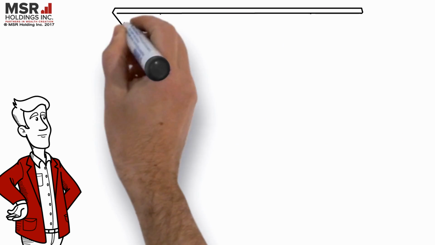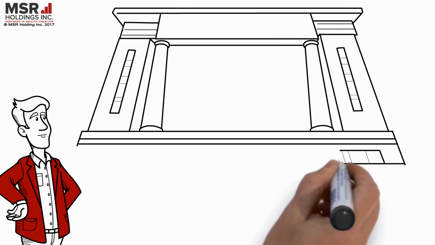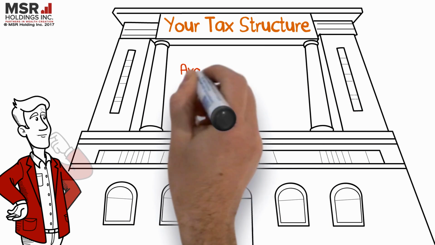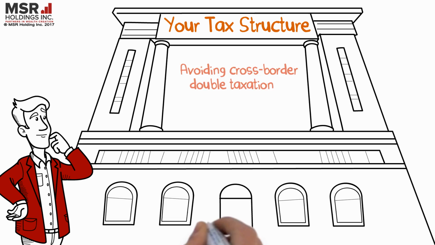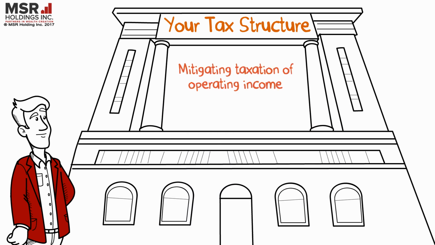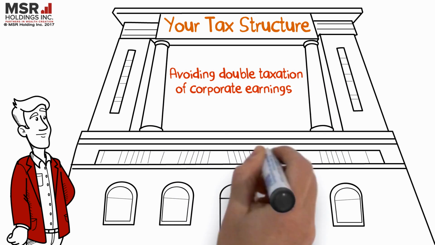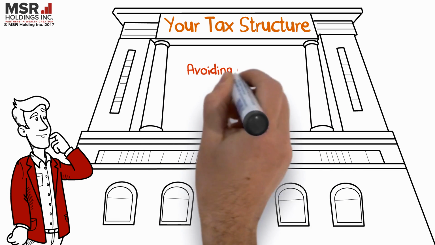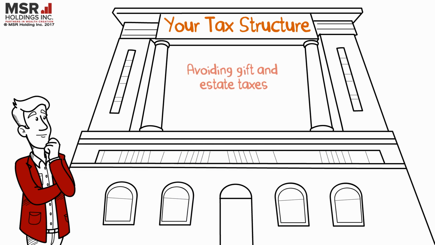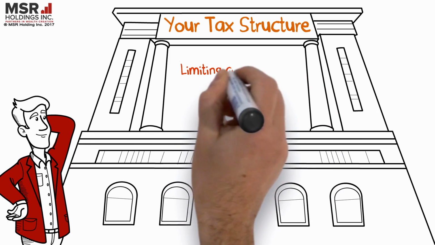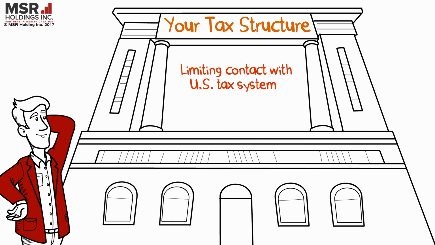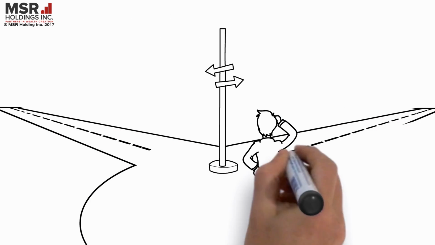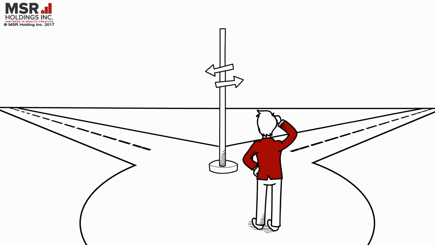Depending on your personal situation, having the right tax structure in place for your investments can help you achieve important objectives such as avoiding cross-border double taxation, mitigating taxation of operating income, avoiding double taxation of corporate earnings, obtaining long-term capital gains treatment on sale, avoiding gift and estate taxes, limiting overwithholding, limiting contact with U.S. tax system. There are many ways to invest in the U.S., but we are going to focus on the two options that tend to make the most sense for our clients.